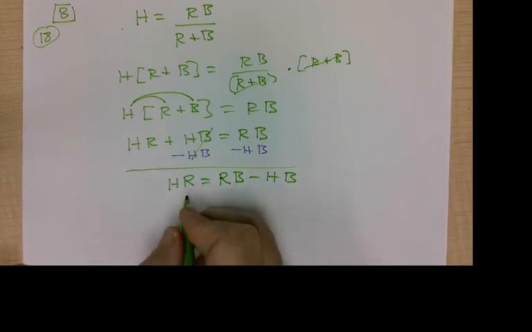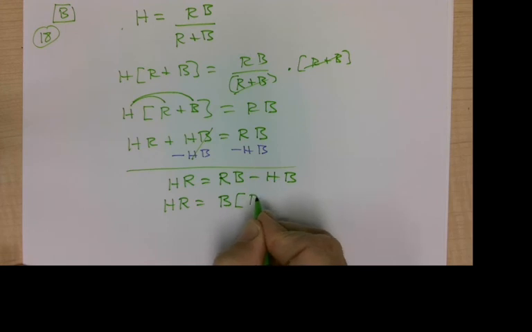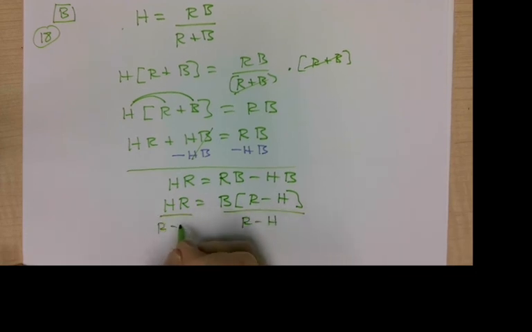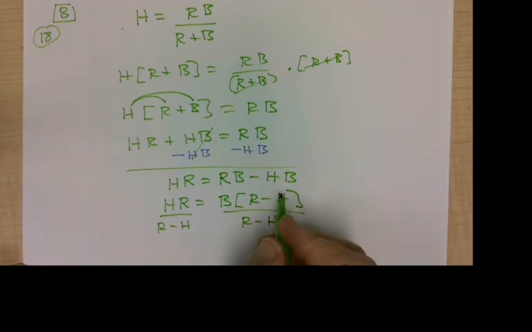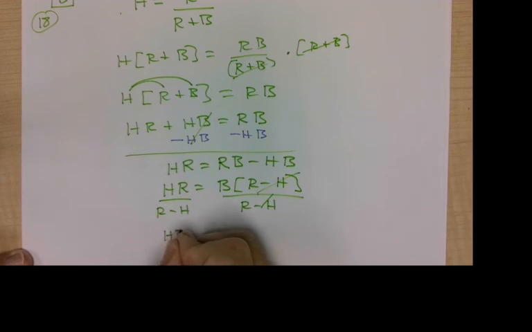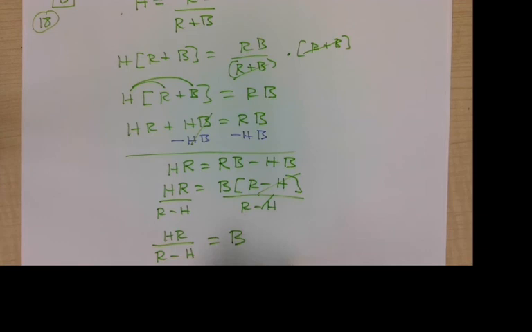So I get hr equals, let's factor out the b, b times (r - h), and then we finish this off by dividing both sides by (r - h). So I get hr over (r - h) equals b, and that divides out. And that will conclude this lesson.